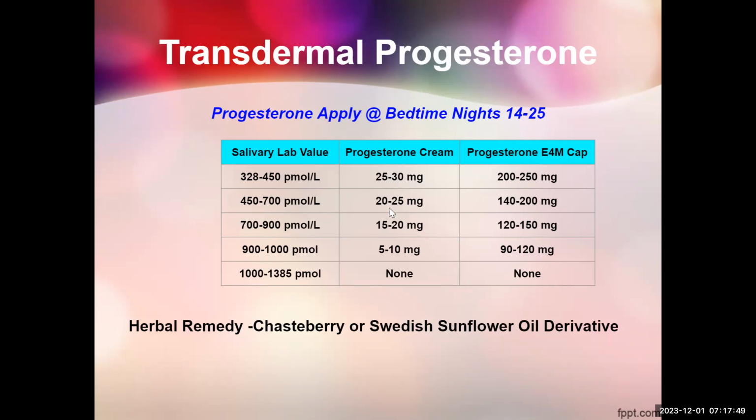This is a 5% cream over the counter, or actually no, it's a compounded cream. And this is that E4M, that extended release. But again, I pretty much just use the commercial doses. The Swedish sunflower oil derivative here is made by the same company. This one's called Serenol. Use that twice a day when you're going to dose for progesterone. And again, those are really effective.